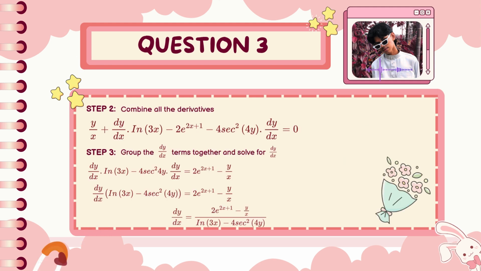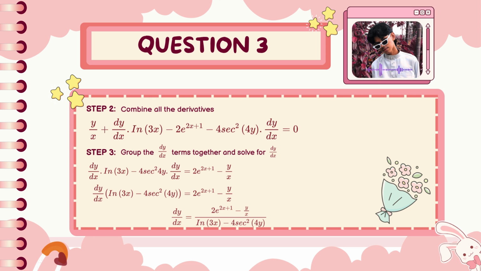Now that we have differentiated all three terms, we substitute the results back into the equation. This gives us y over x plus ln 3x multiplied with dy over dx minus 2e power of 2x plus 1 minus 4 sec square for y multiplied with dy over dx equals 0. Next, we want to solve for dy over dx.